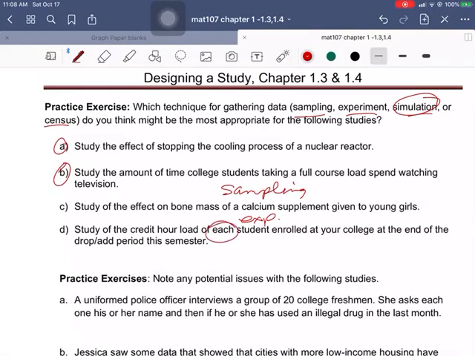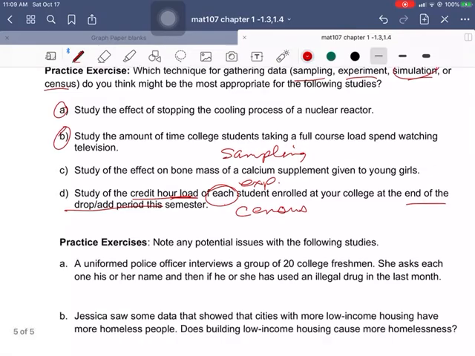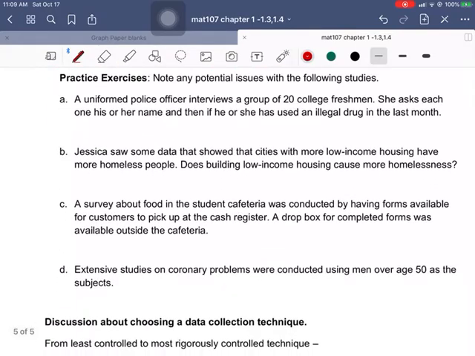Study the credit load hours of each student enrolled at your college. Credit load hours, that is something we could look up on a piece of paper at the end of the drop-add period this semester. That's a fact, and we could get each one. So that would be a census, right? Census is a population. Census is all.